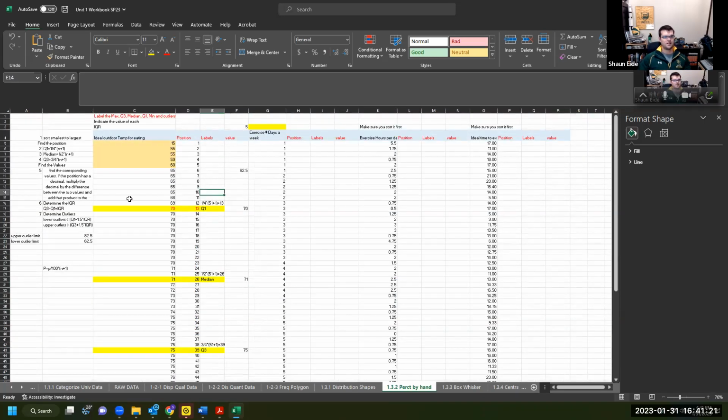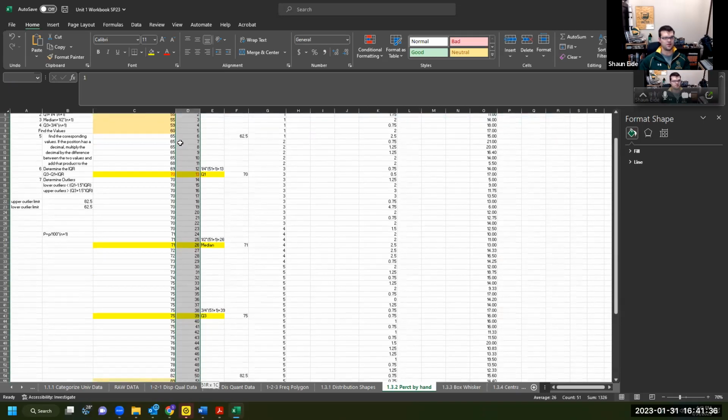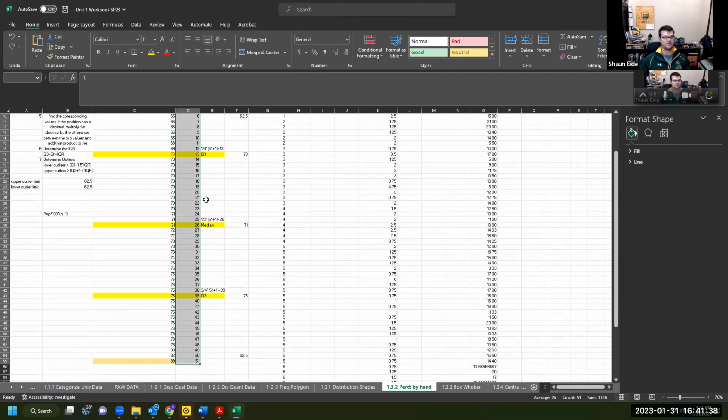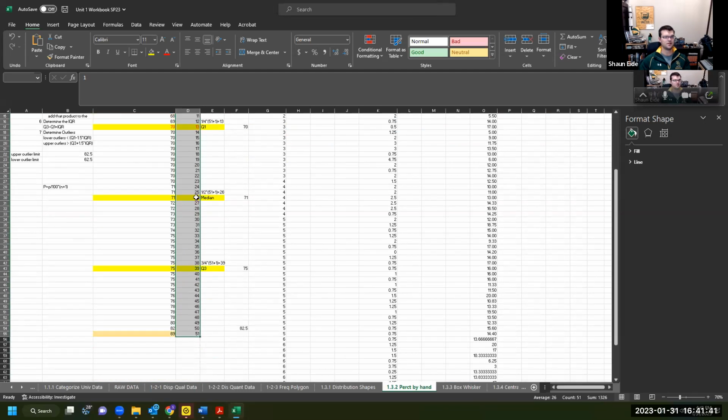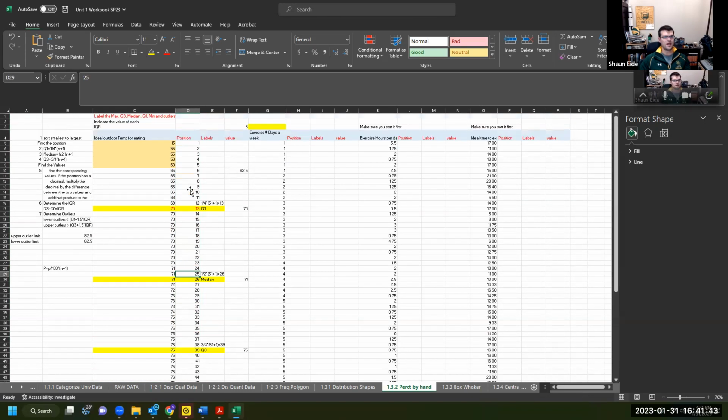Now, this right here is something a little bit different. And this is how to do percent by hand percentages. And we have, let's see here, how many data points? We have 51 data points. And when you've got these data points, let's see here, ideal outdoor temperature for eating was what this is right here. So it's like, hey, it was supposed to be ideal outdoor temperature for exercising. I don't know why.